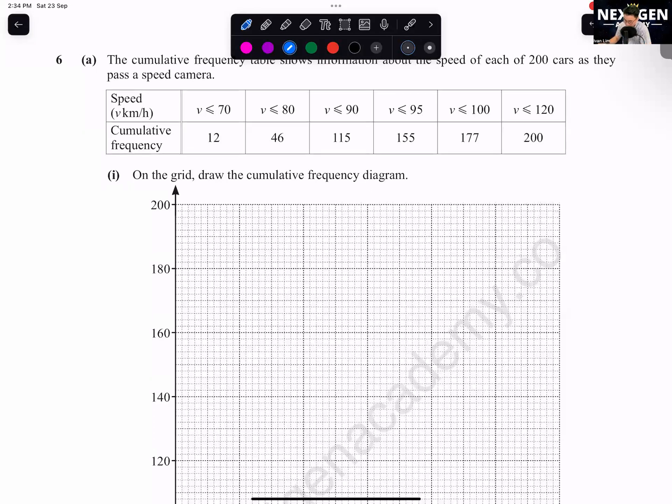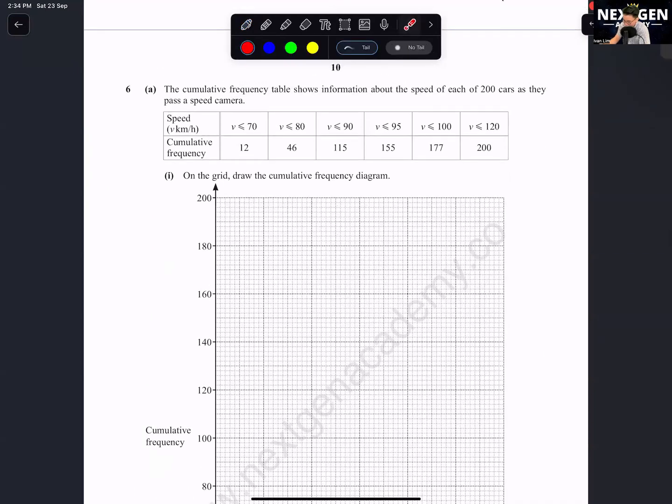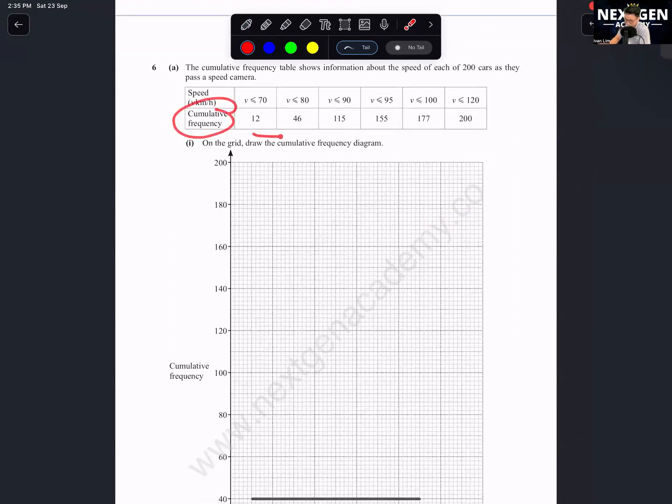Okay, come, let's do the next one. You've got the speed of each of 200 cars as they pass a speed camera. This is a cumulative frequency graph, so cumulative frequency should give you a sexy curve like that one. Let's plot this out first. They already give you the cumulative frequency over here, so we just need to follow it.